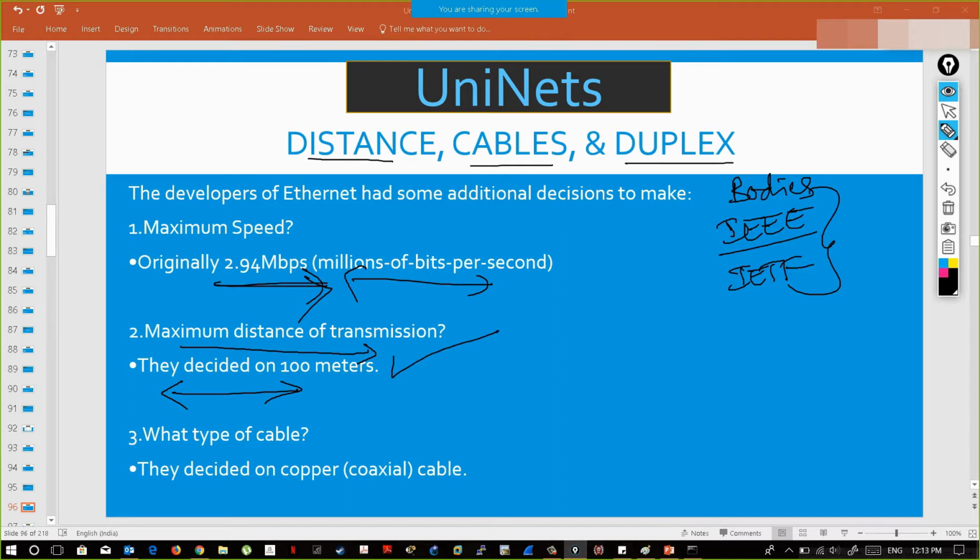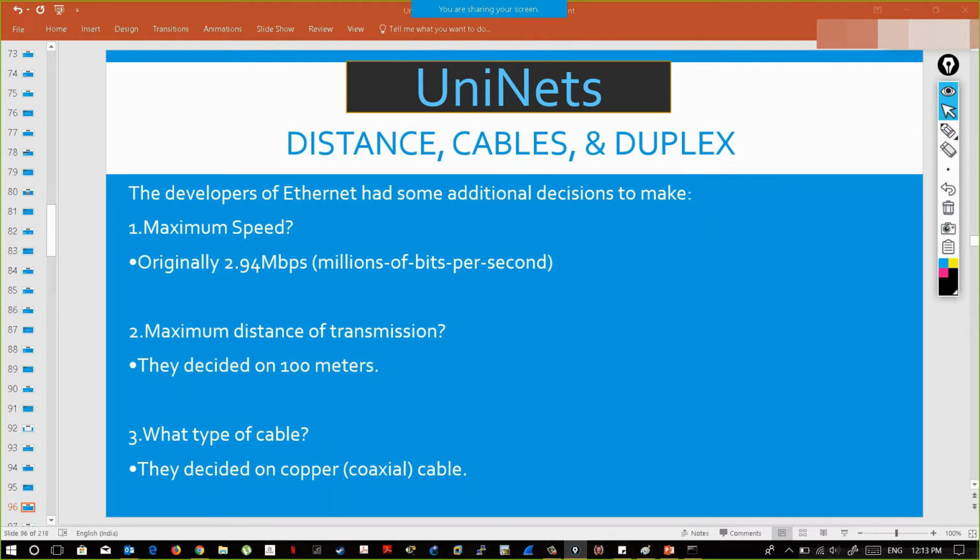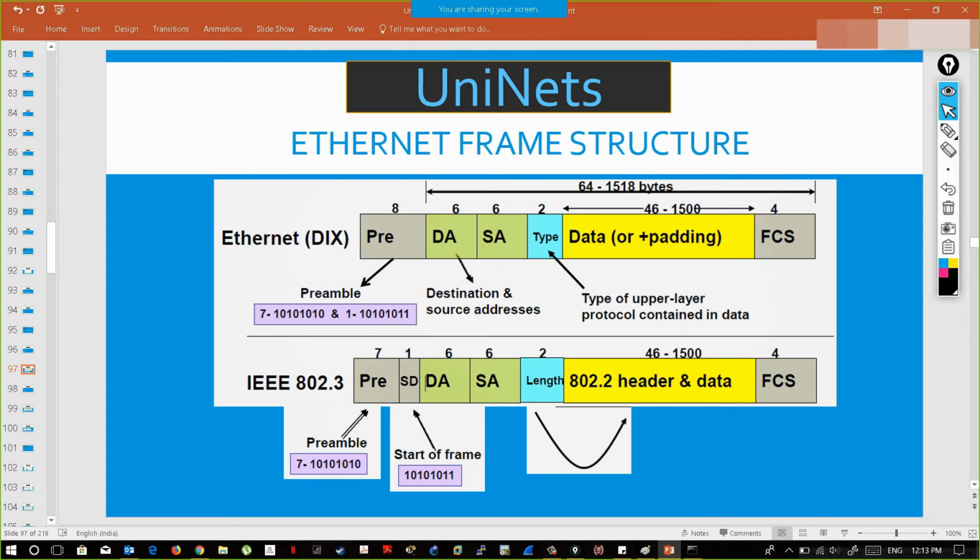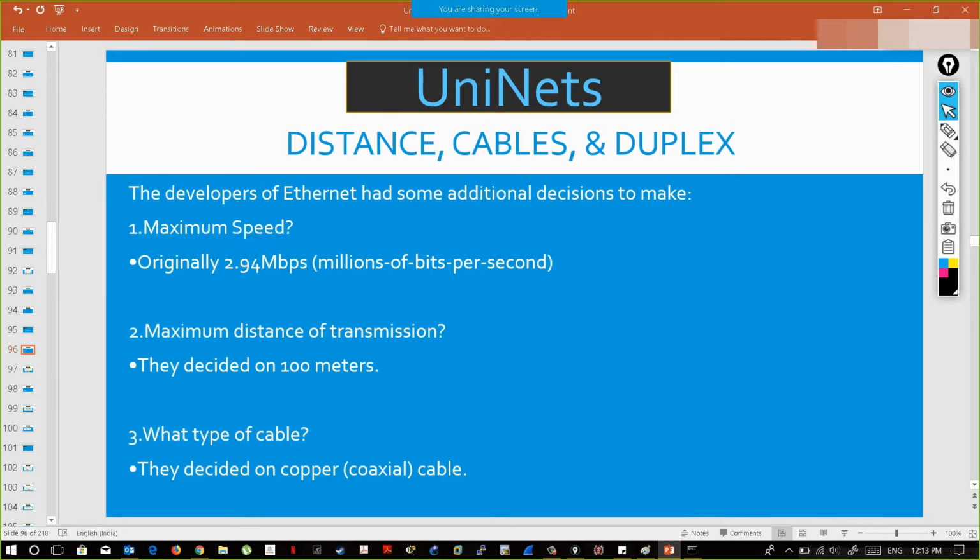And what type of cable would it be? It would be copper coaxial cable. I showed you the cables, right? Coaxial cable, fast Ethernet cable. These are some decisions taken by these bodies at that time, or we can say these are the default values.